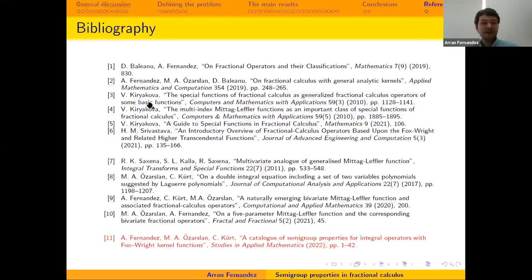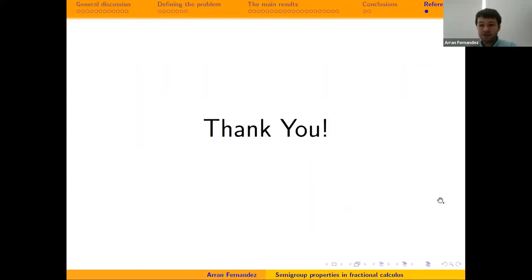The first 6 references are just about general operators, general classes, analytic kernels, and then some work of Kiryakova and Srivastava on operators with Fox-Wright kernels. Then we've got 4 papers on bivariate and multivariate Mittag-Leffler functions and fractional operators, which are relevant to this. And of course, number 11 is the paper that this is based on. So that's the end of my talk. Thank you all for listening.